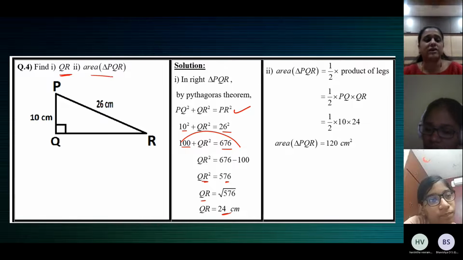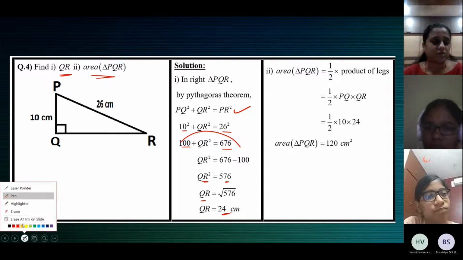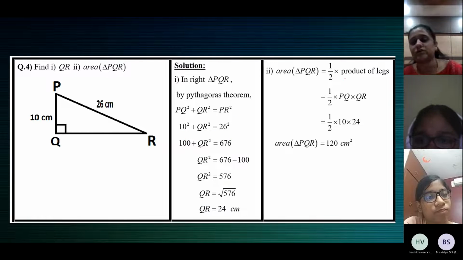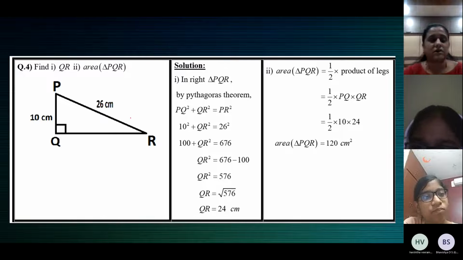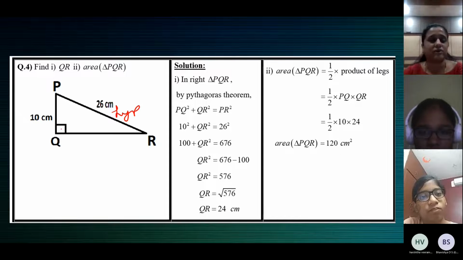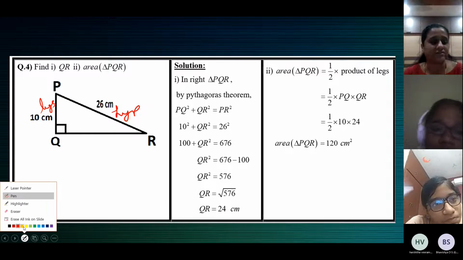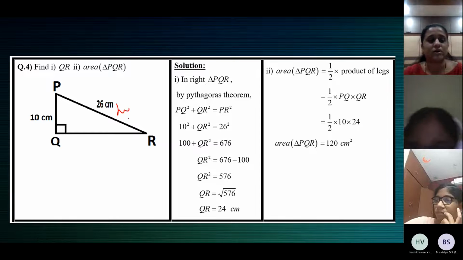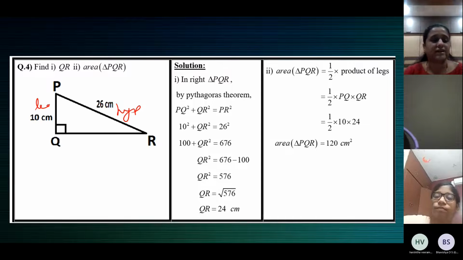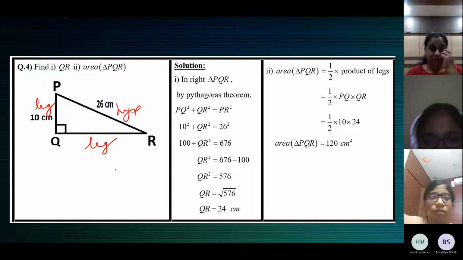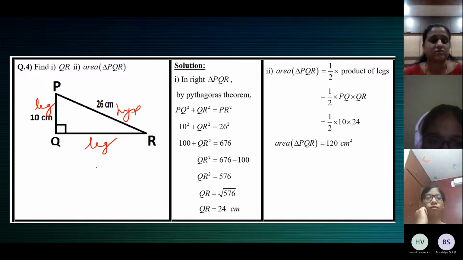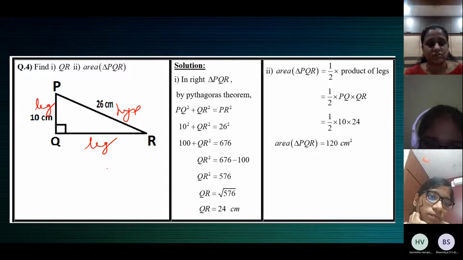Find QR. Then the area of triangle PQR. So we say the area of a right triangle is half product of legs. And in a right triangle, this is called the hypotenuse. The remaining two sides are called the legs. PQ is a leg of the right triangle PQR. QR is also a leg. PQ and QR are called the legs of the right triangle PQR.